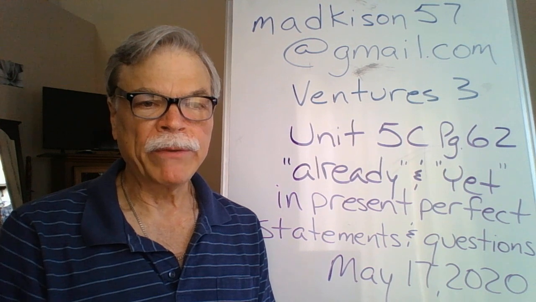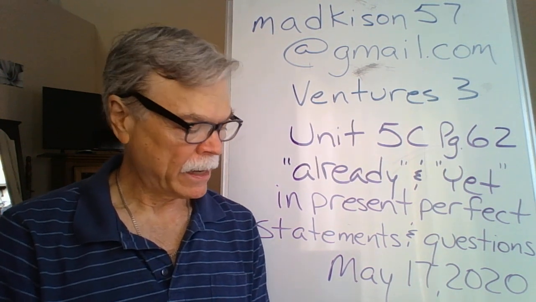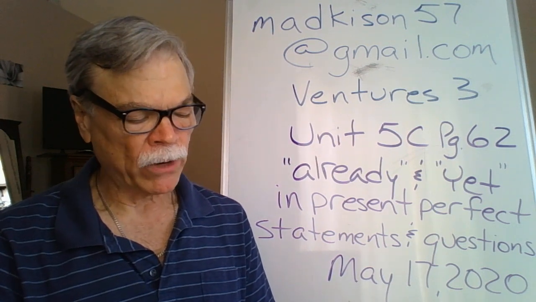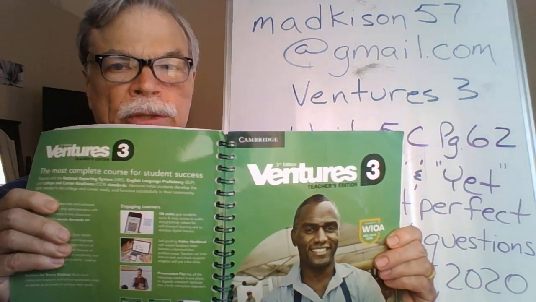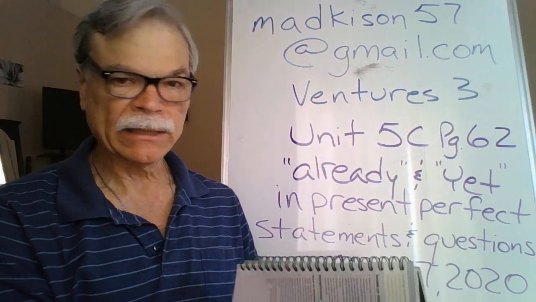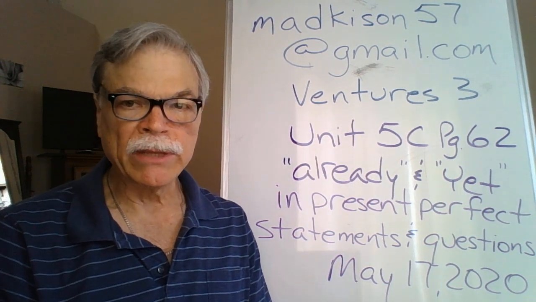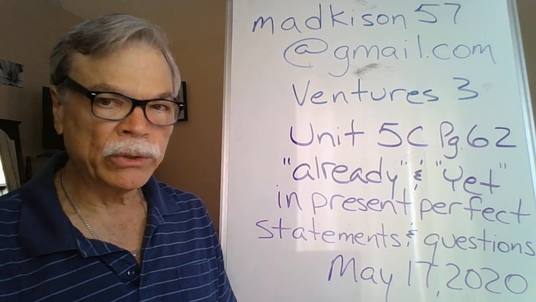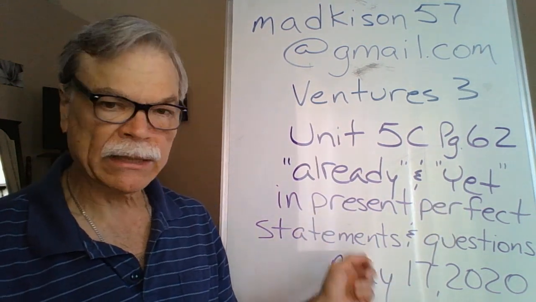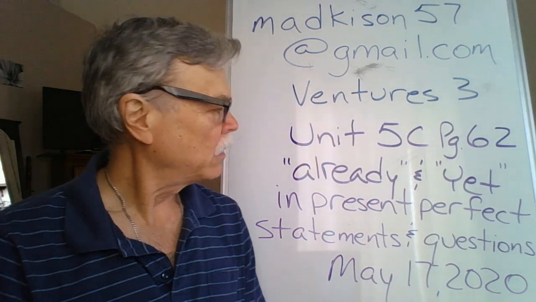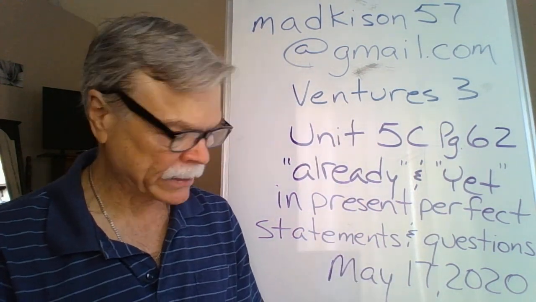Okay, now that we've finished with pronunciation, I'm going to move to the next part of the lesson, and that's going to be from the Ventures 3 book. We're going to be looking in the Ventures 3 book on page 62. The focus of this part of the lesson is using the words already and yet in present perfect statements and questions.